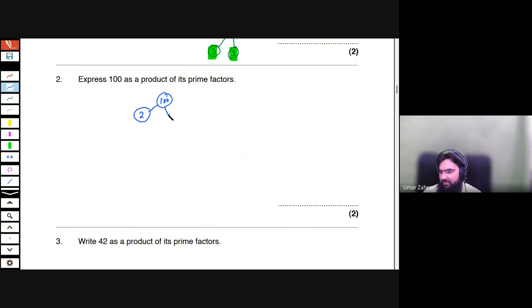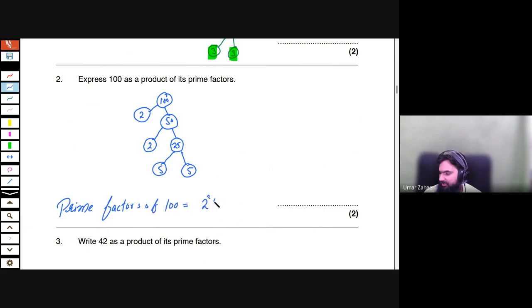So 2 times 50 is 100. Now again 50 is divisible by 2. So 2 times 25 is 50. Now 25 is not divisible by 2. So go for the next prime number, that is 3. It is not divisible by 3. So go for the next prime number, that will be 5. So 5 times 5 is 25. So we are going to get the prime factors of 100 will be equal to 2 square times 5 square.